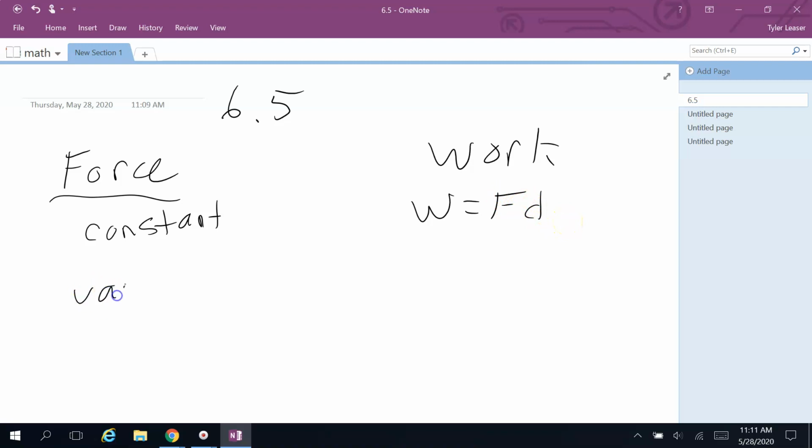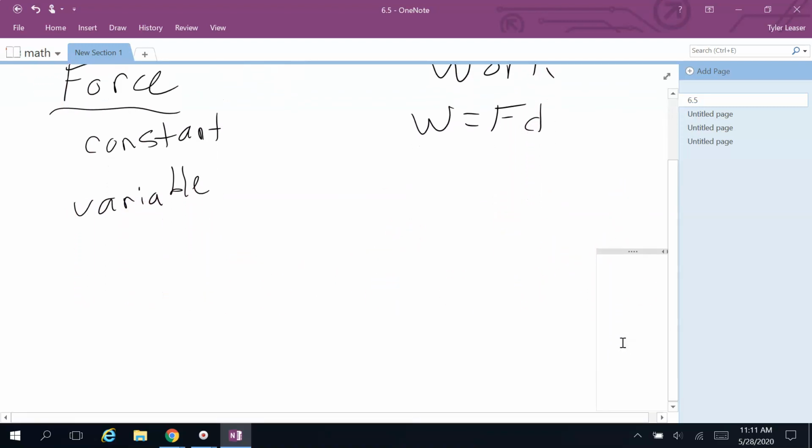Where things get more difficult is when you have a variable force. And there's a bunch of different examples that we're going to look at, but the first type of example we're going to look at is spring examples. So depending on how stretched out you have the spring, there's going to be a different force that's applied on a weight on the end of that spring. So there's not really a simple formula for this yet, but we're going to come up with it here. So, coming up with a simple formula for work with variable force.